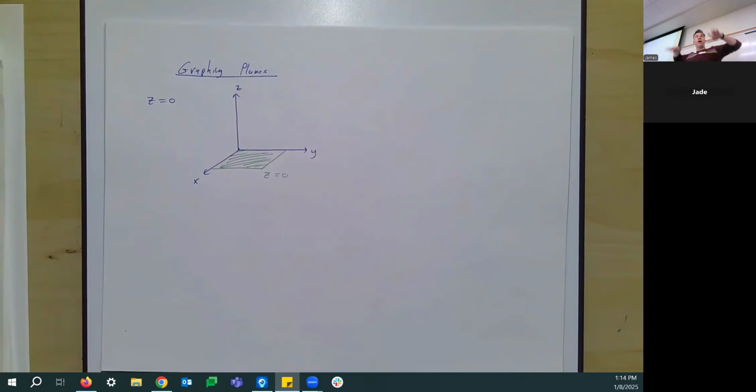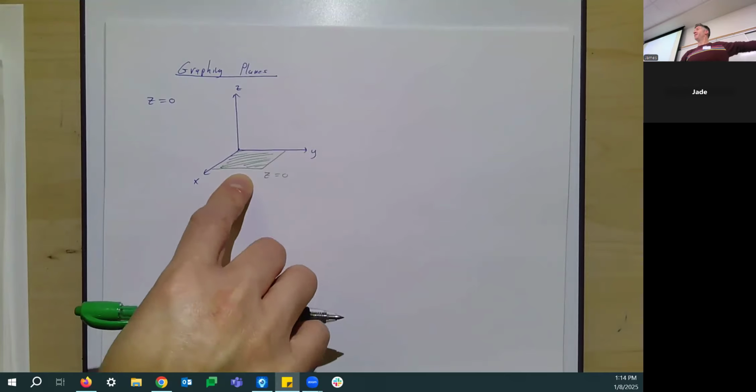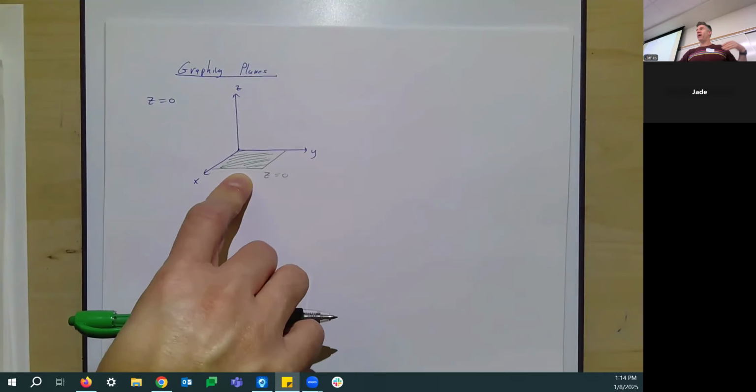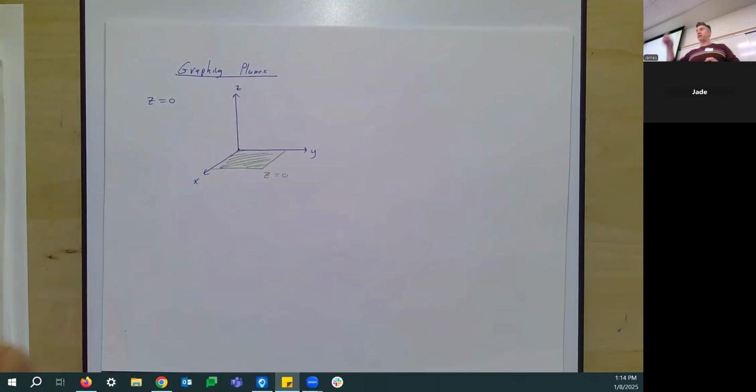We haven't gone up or down, but we can go as far left or right or forwards or backwards as we want. The way I typically describe this is x is the forwards-backwards direction, specifically positive x is forwards. y is the left-right direction, right is positive y, left is negative y, and z is the up-down direction. Positive is up, negative is down.